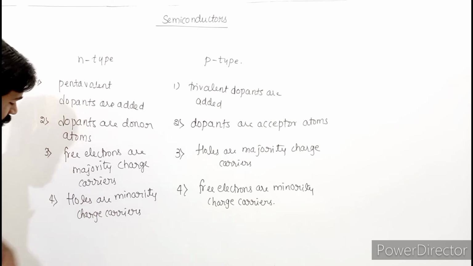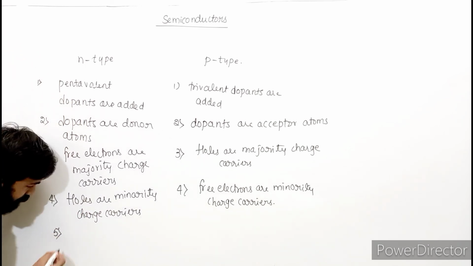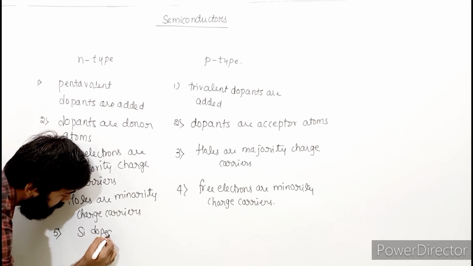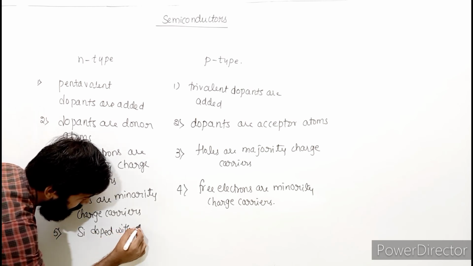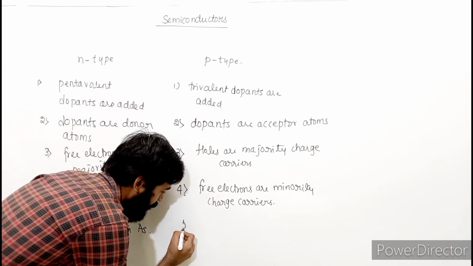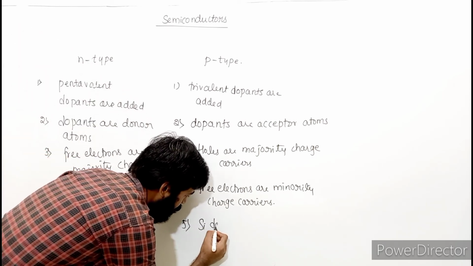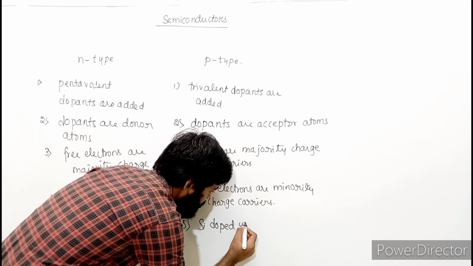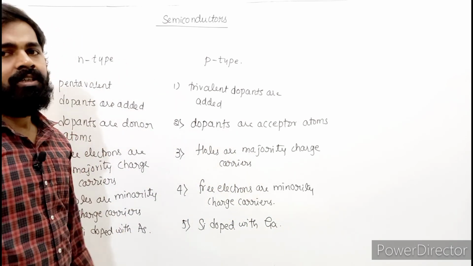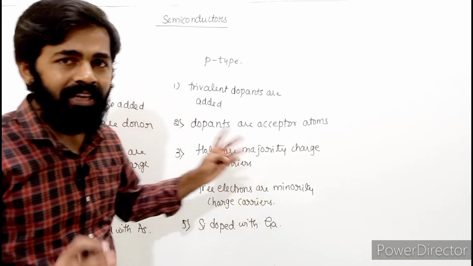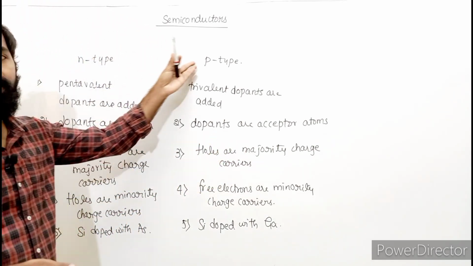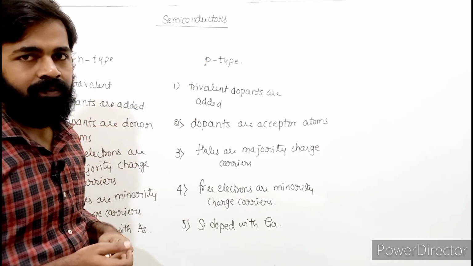Give me an example for this. Example for this is silicon doped with arsenic, because arsenic is pentavalent. Now here, example, silicon doped with gallium, because gallium is what? Trivalent. Right. Now these are the differences between n-type and p-type semiconductors.